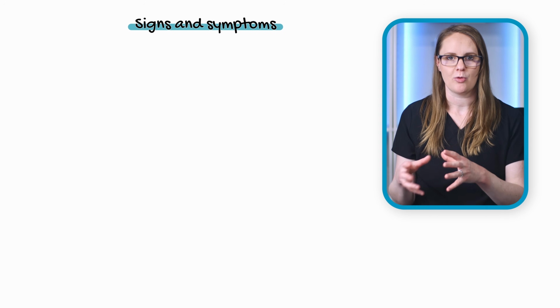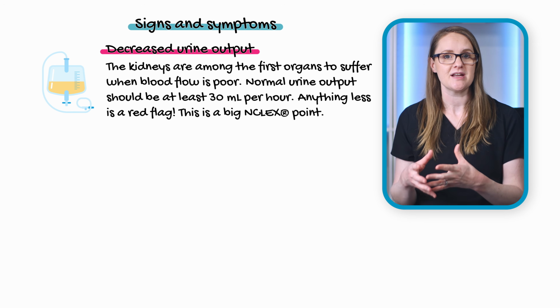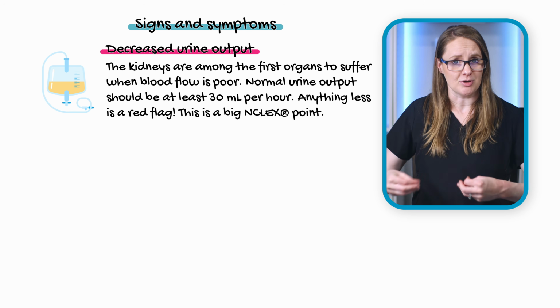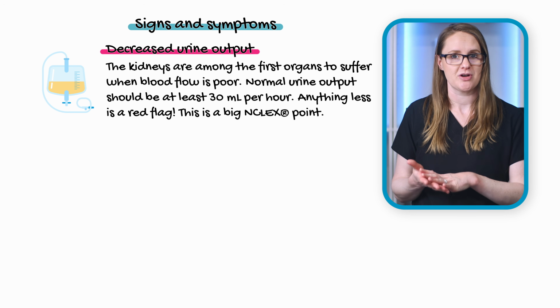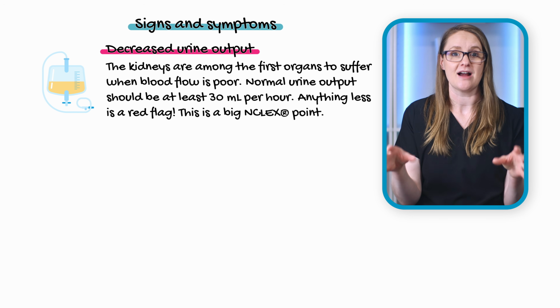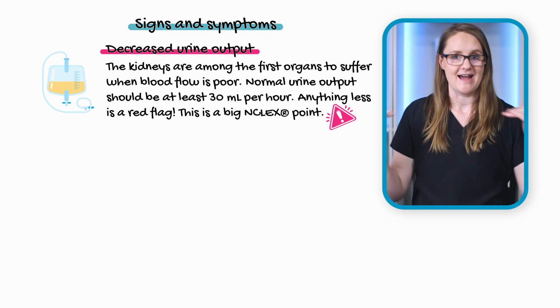Now, there are some other important signs too. You'll watch for decreased urine output, where the kidneys are among the first organs to lack blood flow during sepsis. So normal urine output should be at least 30 mL per hour. That's your standard. Anything less is a red flag. So that's a big NCLEX point for you. 30 mL, that's the cutoff.